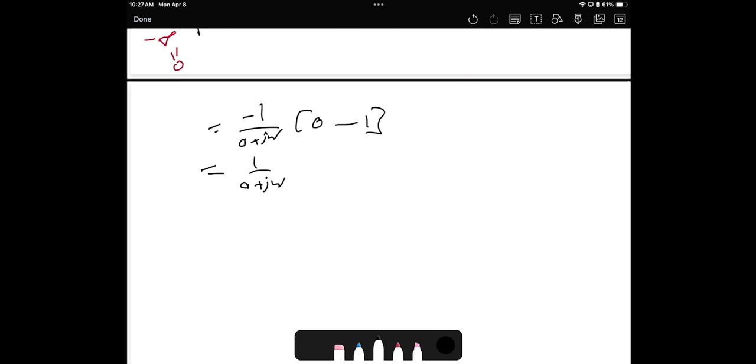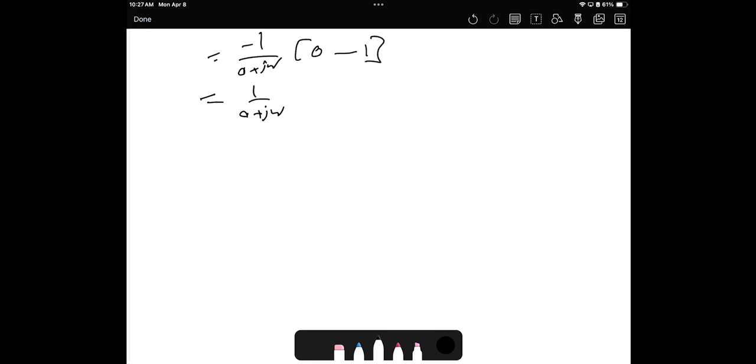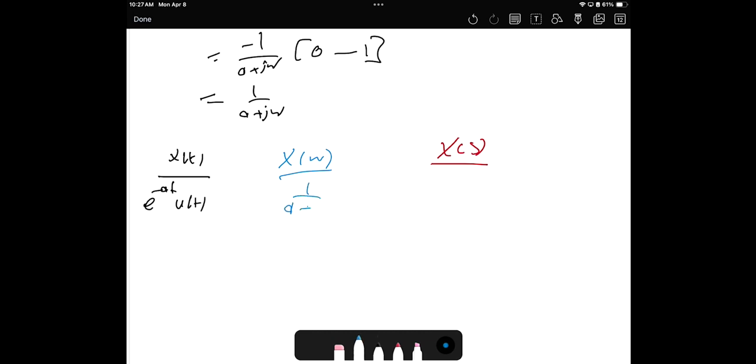Now, as a result, here is x of t, here is X of omega, and here is X of s. X of t was e to the power negative a t u of t. X of omega is 1 over (a plus j omega). X of s is 1 over (s plus a). Try to substitute s equal to j omega, and it yields this.